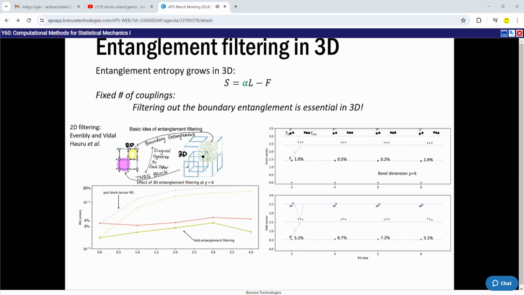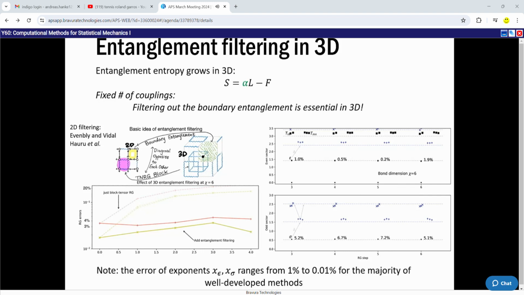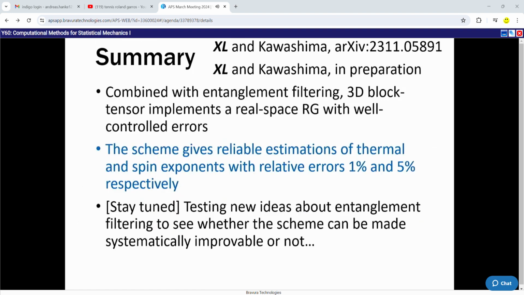And you do the linearization of this RG, and you find that the first two exponents have much less approximation error. For this one, the energy density, it is like 1%. For spin, it is like 5%. And as a comparison, for the majority of well-developed methods, these two errors range from 1% to 0.01%. So here we are approaching these state-of-the-art methods. That's all.